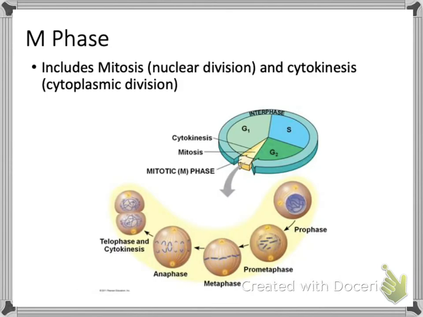Now, once the cell is all ready, it's copied its DNA, it's grown to the right size, it's made enough proteins and organelles, it can then progress on to the M phase. The M phase gets its name because it is when mitosis occurs. So mitosis is nuclear division. So that is when the DNA in the nucleus divides. It also includes cytokinesis, which is when the cytoplasm divides.